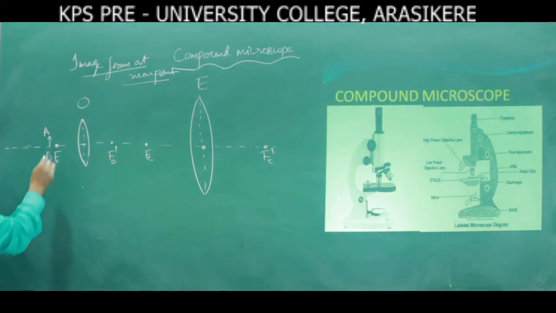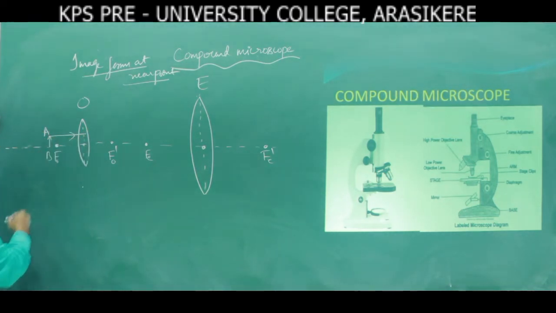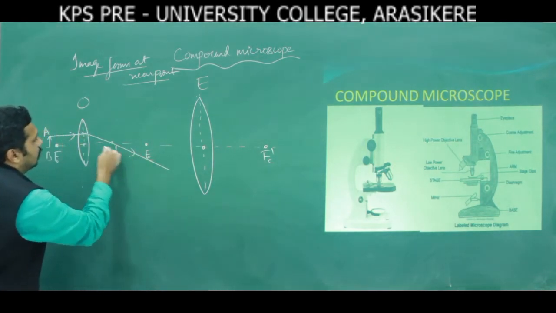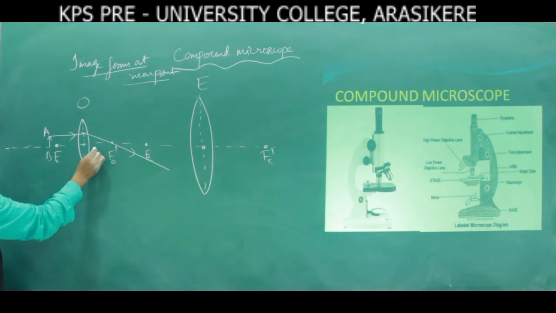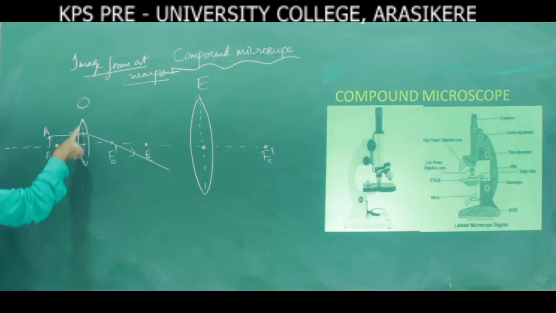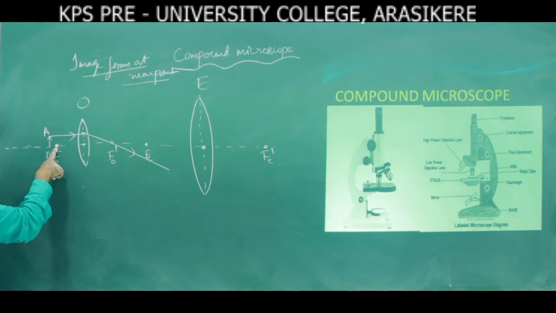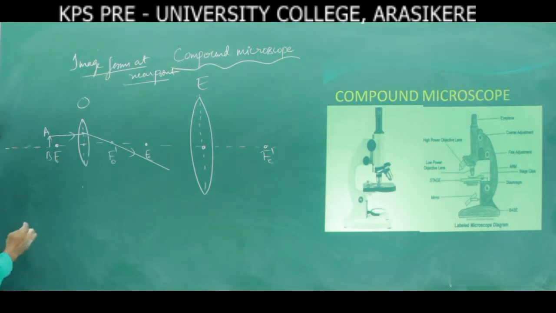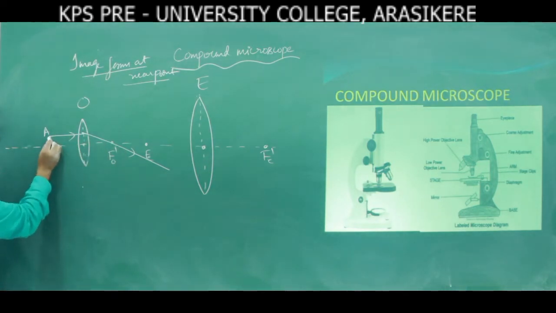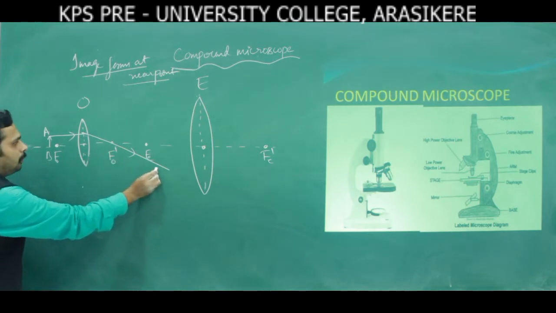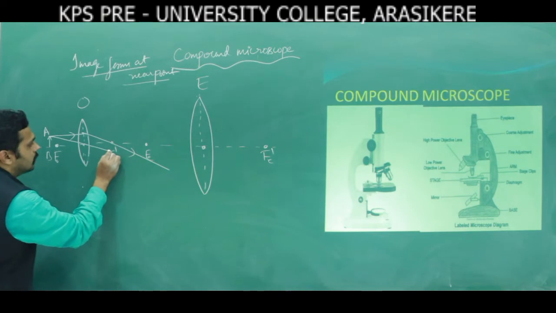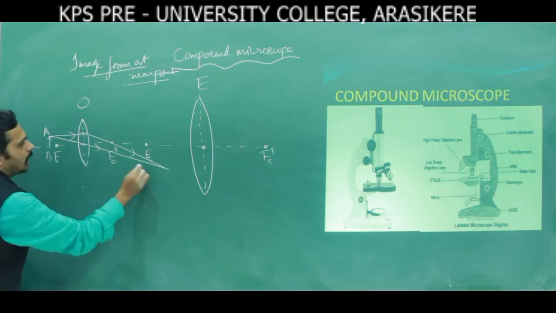From the object, the ray is parallel to the principal axis. After refraction, the refracted ray passes through the second focus point of the objective lens. This is the objective lens. The objective lens consists of two focus points: towards the object, the first focus point, and on that side, the second focus point. The ray parallel to the principal axis meets the second focus point. Now from the object the ray passes through the optic center, and it goes as it is.